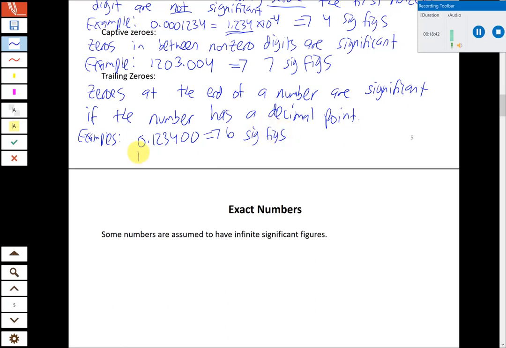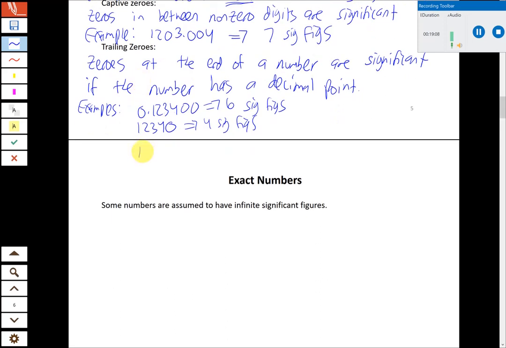But then if we have the number 12,340, this one is a little bit ambiguous. Without a decimal place written, is this last zero significant or not? Typically the rule would be that this has 4 sig figs, because there's no decimal point in this number, so we would assume this last zero is non-significant. But in some cases you'll see it written as 12,340 with a decimal point after it. In this case, we would treat the 0 as significant and say that this has 5 sig figs. So these trailing zeros at the end of non-decimal numbers can be a little bit confusing at times.